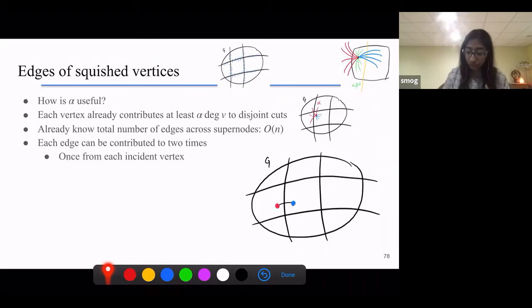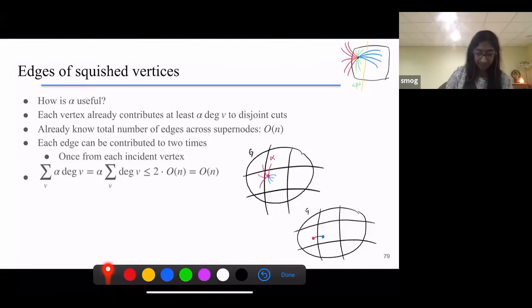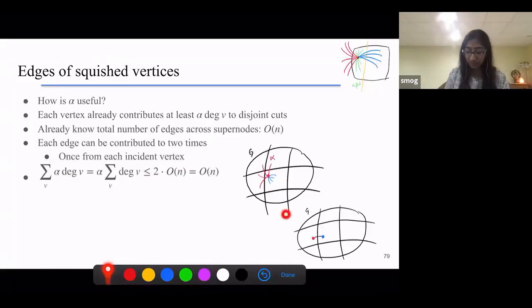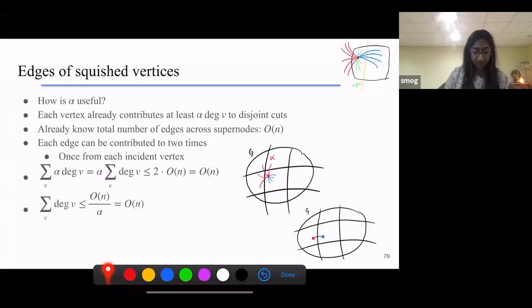So if you count the total number of contributions of squish vertices to the edges of disjoint cuts, that'll be at least alpha times degree of V contributions per vertex. And in total, that can be at most 2 times the total number of edges across all disjoint cuts, which is also just O of n. Then we can take alpha outside and divide by alpha on both sides. So instead of just having a bound on the total number of contributions of all squish vertices, we now have a bound on the total number of edges coming out of squish vertices. And since alpha is just a constant, this will also be O of n.